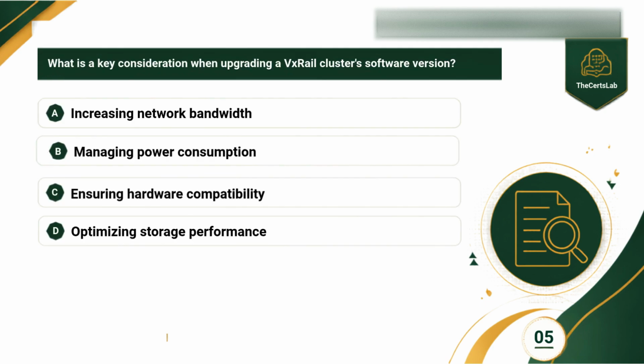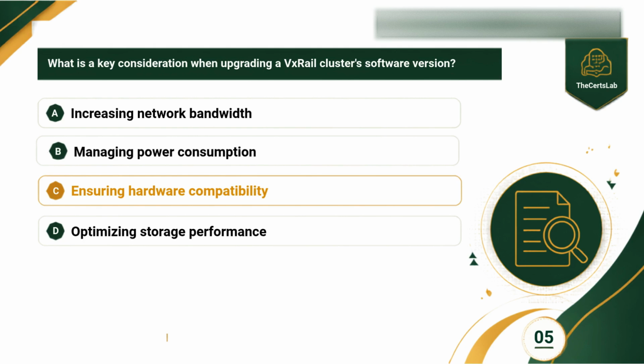Question number 5. What is a key consideration when upgrading a VxRail cluster's software version? Option A, increasing network bandwidth. Option B, managing power consumption. Option C, ensuring hardware compatibility. Option D, optimizing storage performance. The correct answer is option C, ensuring hardware compatibility.